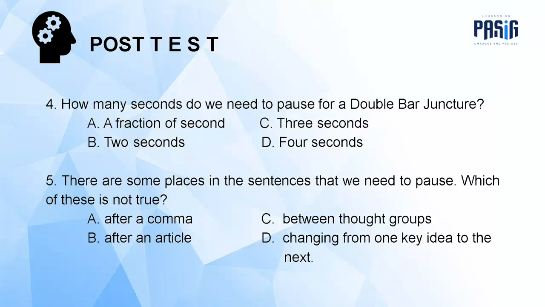Number 5. There are some places in the sentence that we need to pause. Which of this is not true? Is it A, after a comma, B, after an article, C, between thought groups, or D, changing from one key idea to the next?